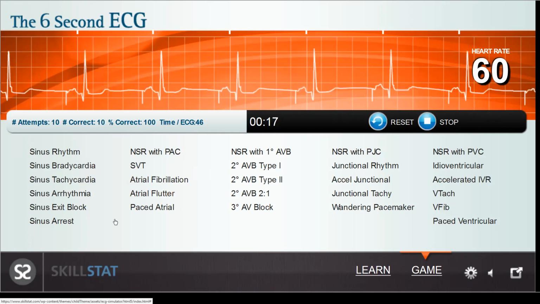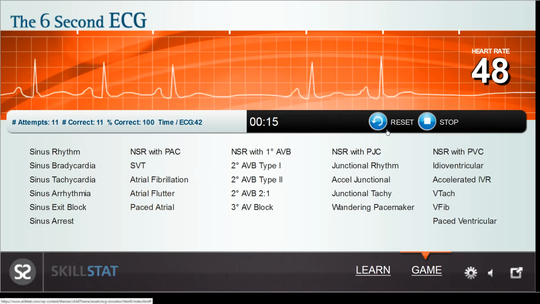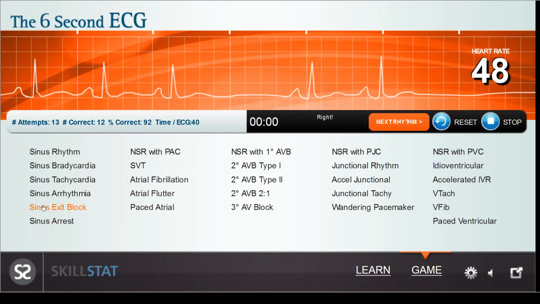Paced atrial. And here we have a pause, right? Doesn't look like it starts back on time. So this would be sinus arrest, right? Does not start back on time. Nope. It must start back on time. I didn't march it out, so it must be sinus block. So if you were to march it out, it should start back on time.